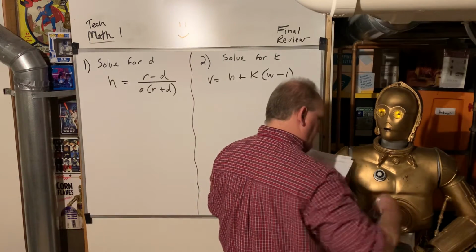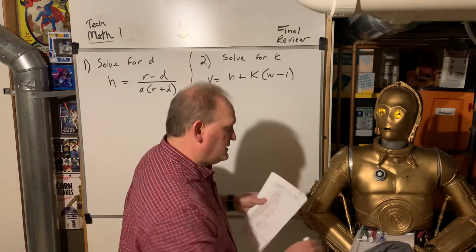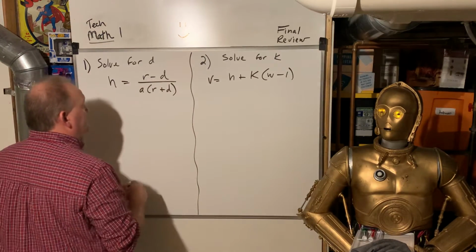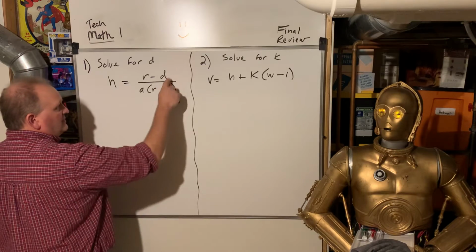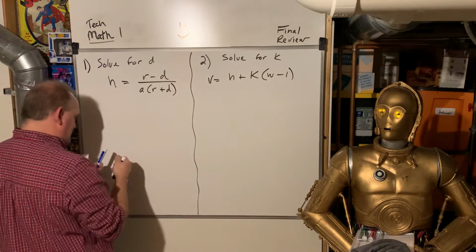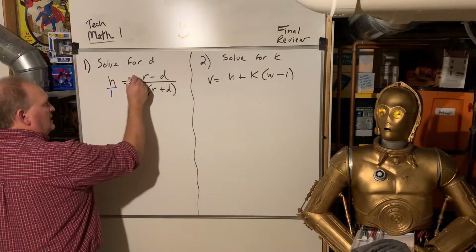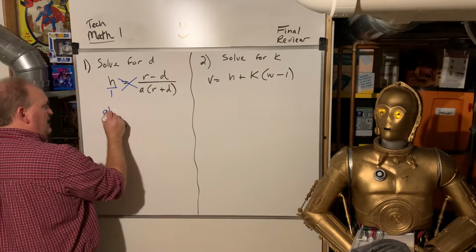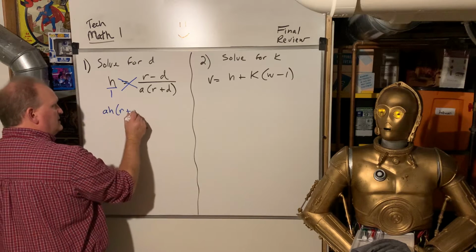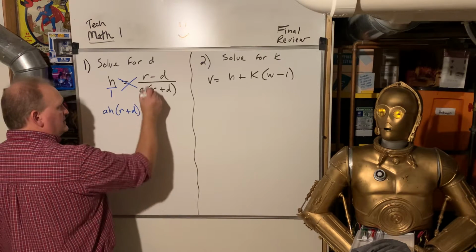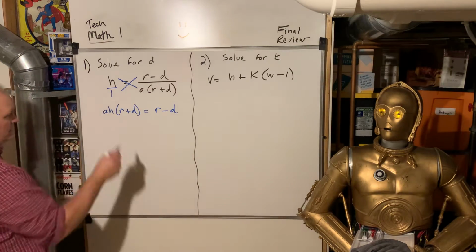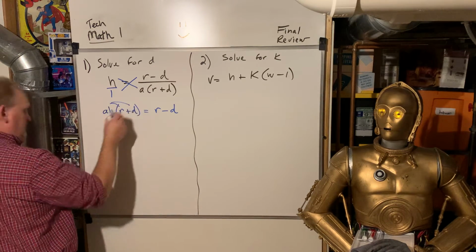So let's get started. Solve for D. We've got all these variables, solve for D. Problem, there are two D's. So we will cross multiply. So we have AH times R plus D equals R minus D. And so now we are going to have to do the distributive property.